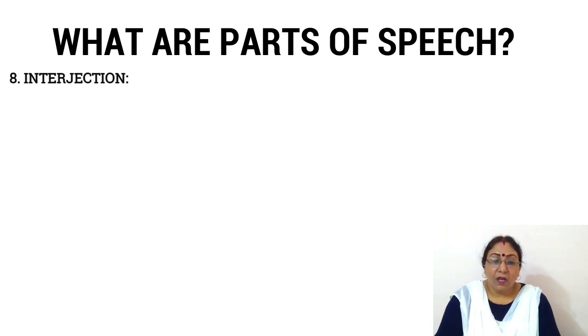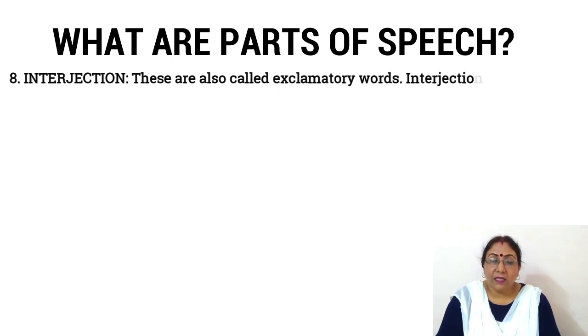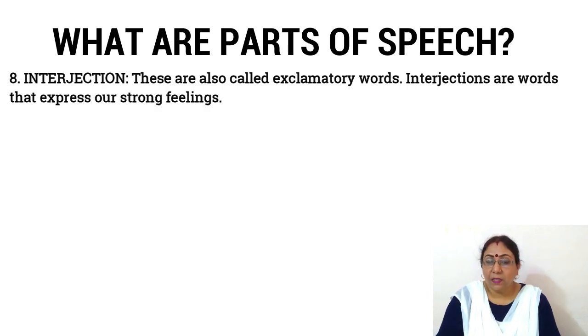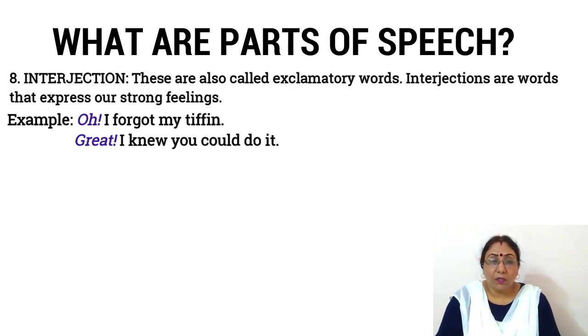Now we come to the concluding part of this video, and the last part of speech is the interjection. Now what is an interjection? Interjection can also be called an exclamatory word, because interjections are those words which express our strong feelings. Whenever we are very happy or very sad or surprised or in great anger, we use certain words, and the usage of these words makes it clear what kind of feeling we are expressing.